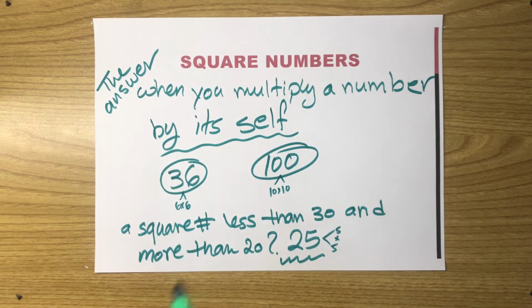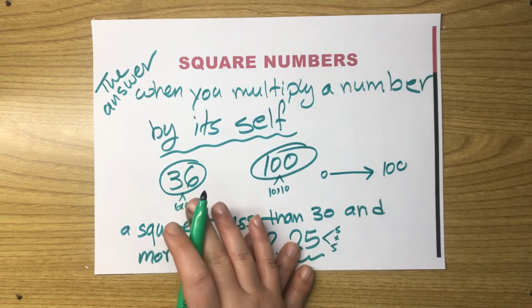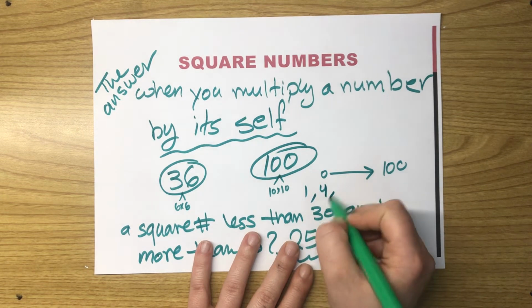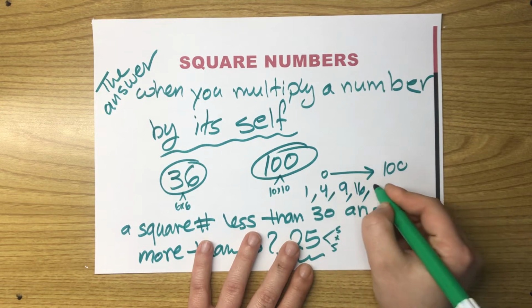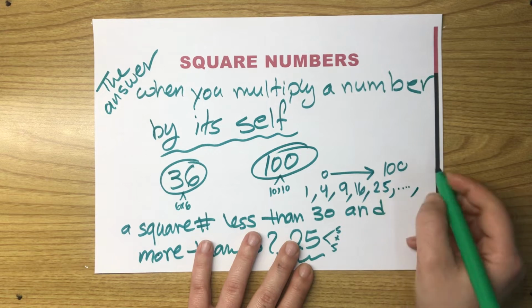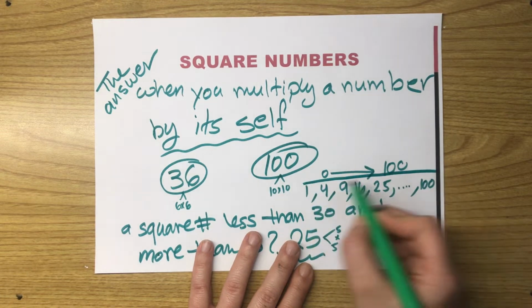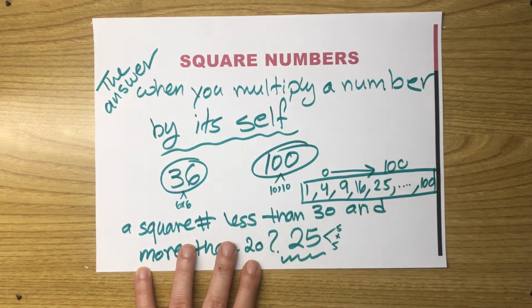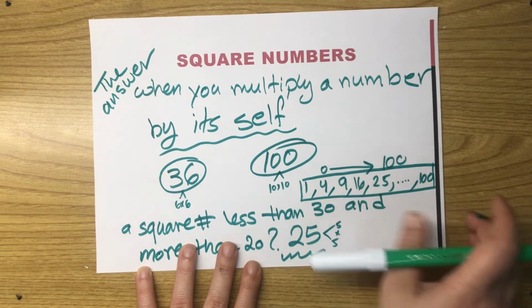I want to remind you of something else. You have to remember all the square numbers between 0 and 100, guys. You have to memorize the square numbers starting from 1 times 1 equals 1, 2 times 2 equals 4, 3 times 3 equals 9, 4 times 4 equals 16, 5 times 5 equals 25, and so on until you reach 10 times 10 equals 100. For fourth graders, you are supposed to know by heart the square numbers from 1 up to 100, okay?